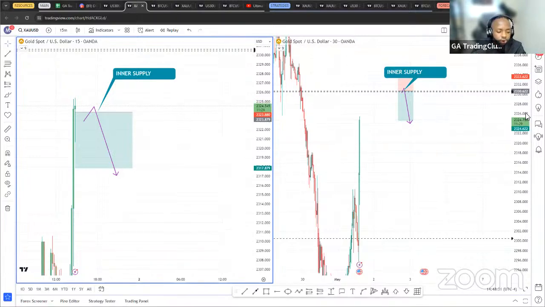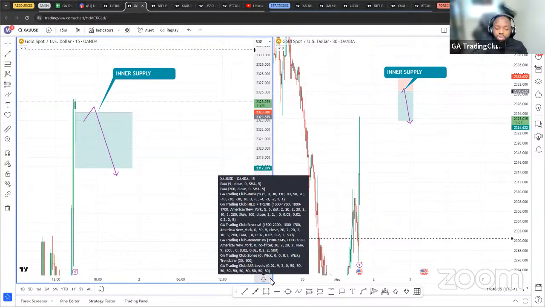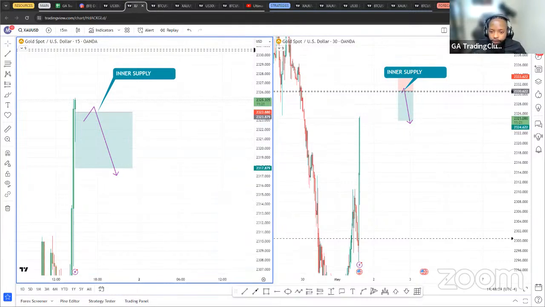But that's ideally what we want. We want, when we enter a trade, the trade to go in a direction, give us at the very least a 1:1 risk to reward and set break even.